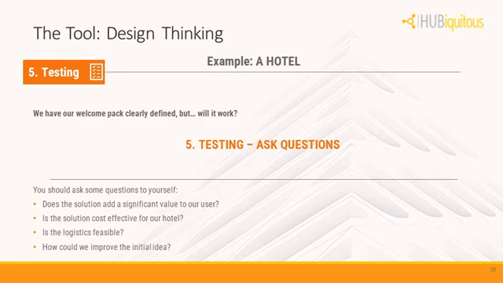And finishing with our example, now we have our welcome pack clearly defined, and we have to prove if this is going to work. We have to test that. So some questions that we can ask are, for example, does the solution add significant value to the user? Ask your family or your friends if the solution will help them to feel like their family is close. You have to ask yourself if the solution is cost effective for the hotel, or if you're going to lose money, if the logistics are feasible, or how the idea could be improved.